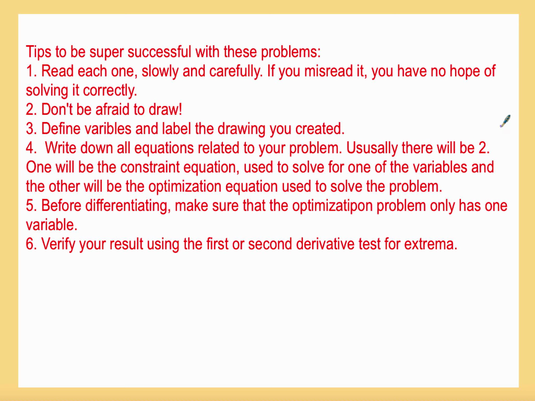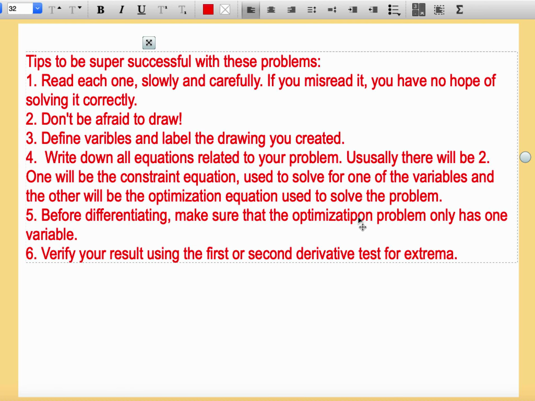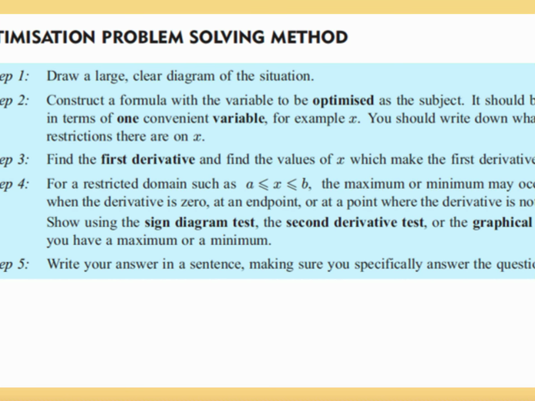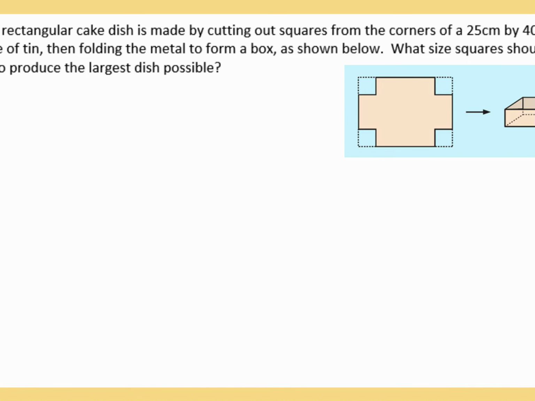One's going to be a constraint equation used to solve for one of the variables, and the other one will be the optimization equation used to solve the problem. Before you differentiate, make sure that the optimization problem has only one variable. We're going to verify our result using the first or the second derivative test for extrema.